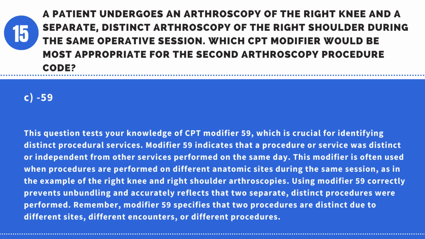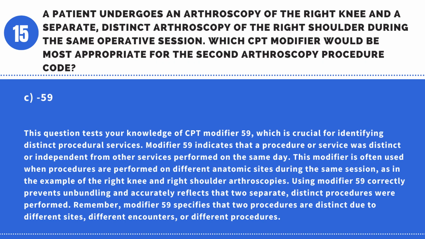Answer C. -59. This question tests your knowledge of CPT modifier 59, which is crucial for identifying distinct procedural services. Modifier 59 indicates that a procedure or service was distinct or independent from other services performed on the same day. This modifier is often used when procedures are performed on different anatomic sites during the same session, as in the example of the right knee and right shoulder arthroscopies.